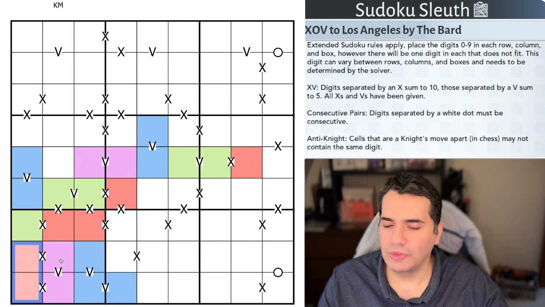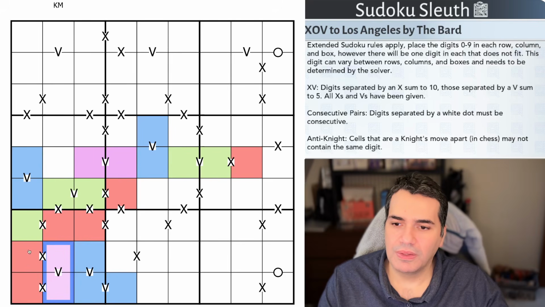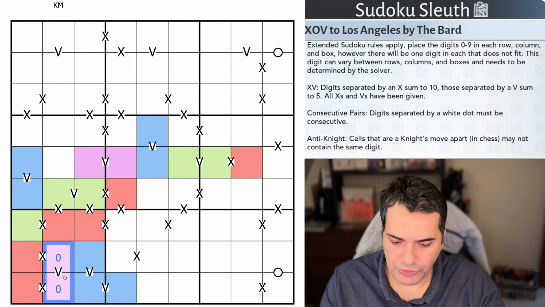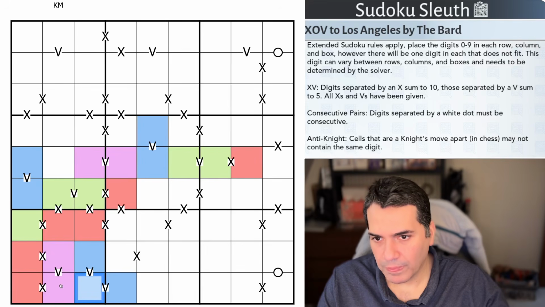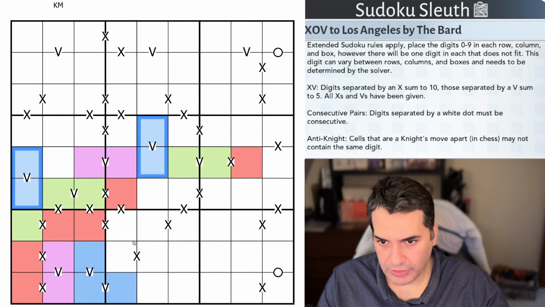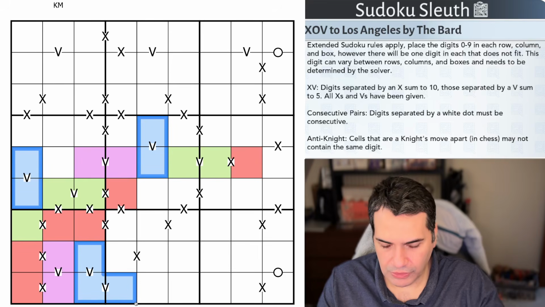Again, there you go. Purple can't be 0, 5 for the exact same logic that we went through with the V's in the green. If any of these are 5s, how am I going to get to 10 without breaking Sudoku? So we know for certainty now that all of these are 0 and 5.